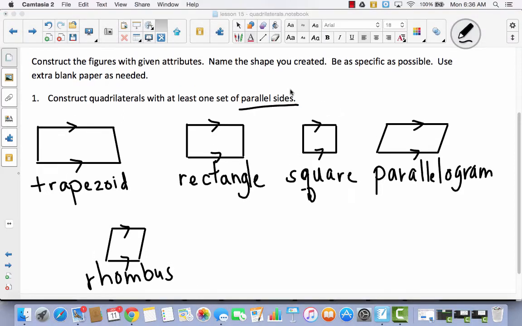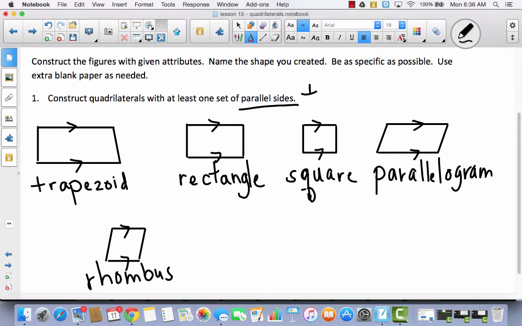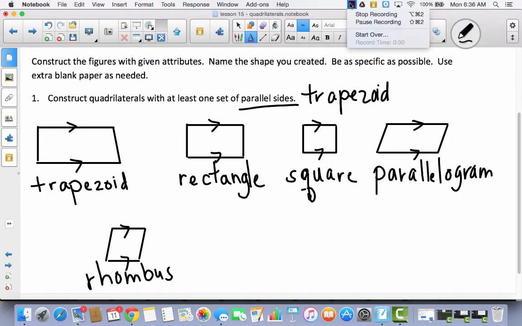So now all of these shapes are quadrilaterals because they all have four sides, but they also all have at least one set of parallel sides. So they have another name. All of these could also be just called a trapezoid. Now, the first figure that I drew is just a trapezoid. But this is a rectangle and a trapezoid. This is a square and a trapezoid. This is a parallelogram and a trapezoid. And this is a rhombus and a trapezoid. I know that's a little bit confusing, but as we go along, hopefully it'll make more sense to you.